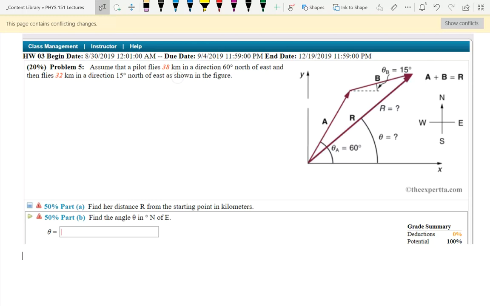No. That means sine equals opposite over hypotenuse, not correct. Cosine equals adjacent over hypotenuse, not correct. A squared plus B squared equals C squared, not correct. Those only apply for a right triangle. But I could still use things like the law of sines and law of cosines.